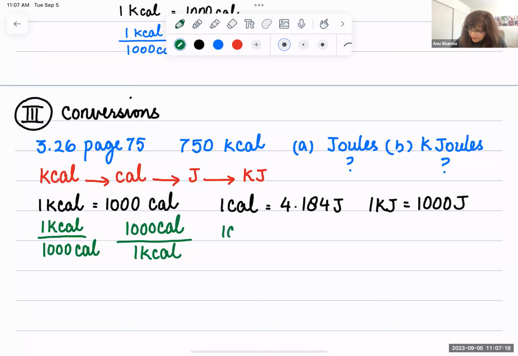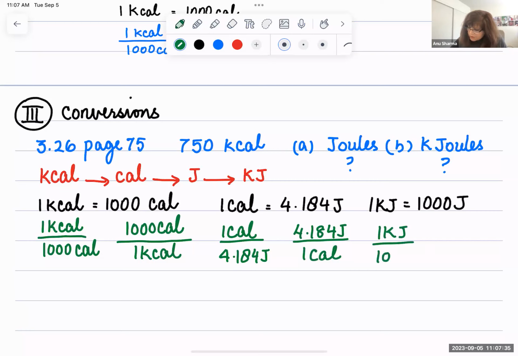Next is 1 calorie over 4.184 joules, or 4.184 joules over 1 calorie. Then 1 kilojoule over 1,000 joules, or 1,000 joules over 1 kilojoule. All right, so these are all the conversion factors from these equalities.